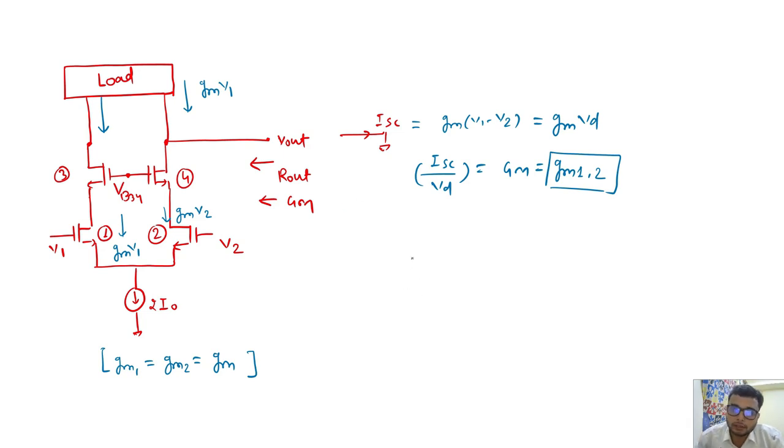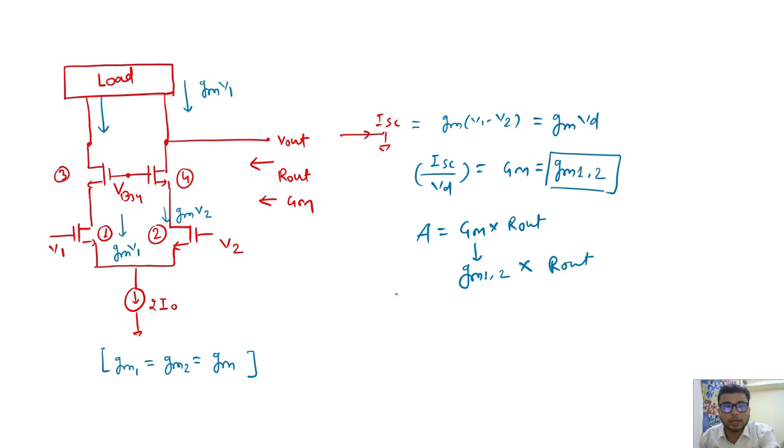I cannot increase the gain through GM, but we can increase it, because the total expression of gain is GM times R out. GM is still GM 1 or 2, but now R out is changed. So we will see what the R out of this structure is.